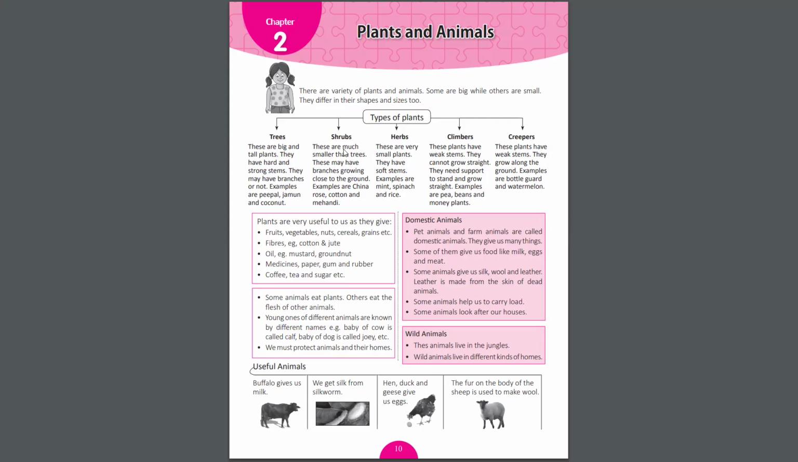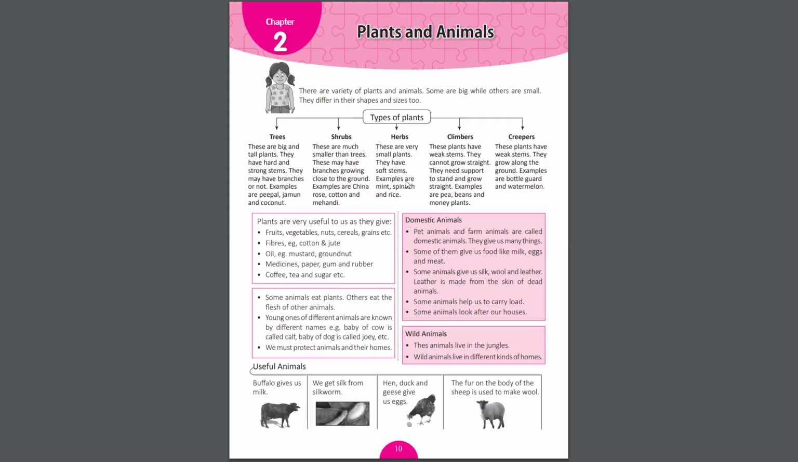Now let's talk about shrubs. These are much smaller than trees. These may have branches growing close to the ground. For example, China rose, cotton, and mehndi. So henna plant, have you ever seen all these plants grown in your flower pot, in the house garden? You can see all these types of shrubs. They are really, really small, and the branches are close to the ground as well.